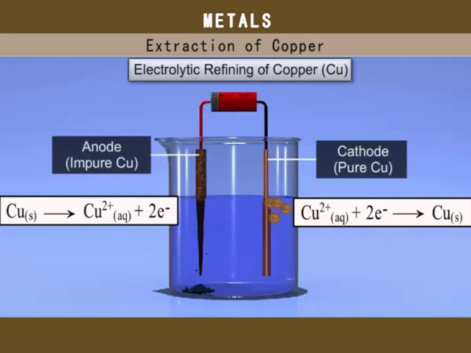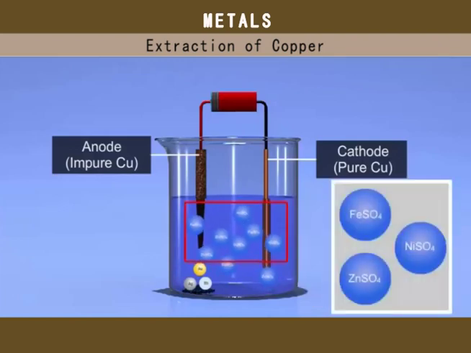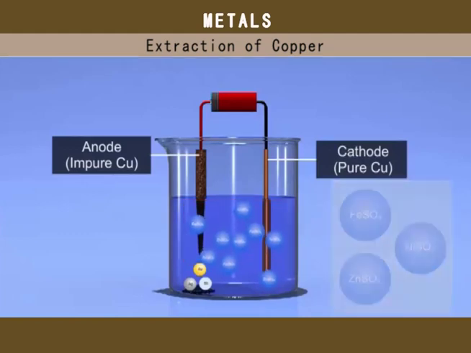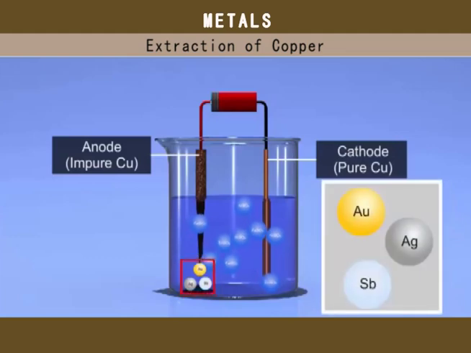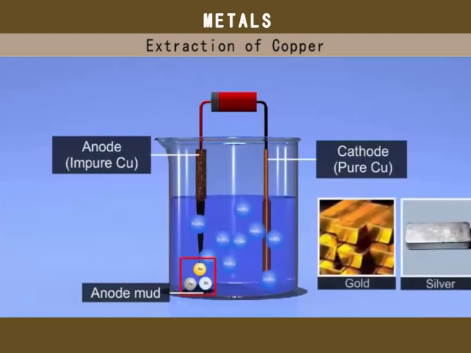The more electropositive impurities like iron, nickel, and zinc are left in the electrolyte as their sulfates. The less electropositive impurities like gold, silver, and antimony settle at the bottom of the anode as anode mud. Precious metals like gold and silver can be recovered from the anode mud.